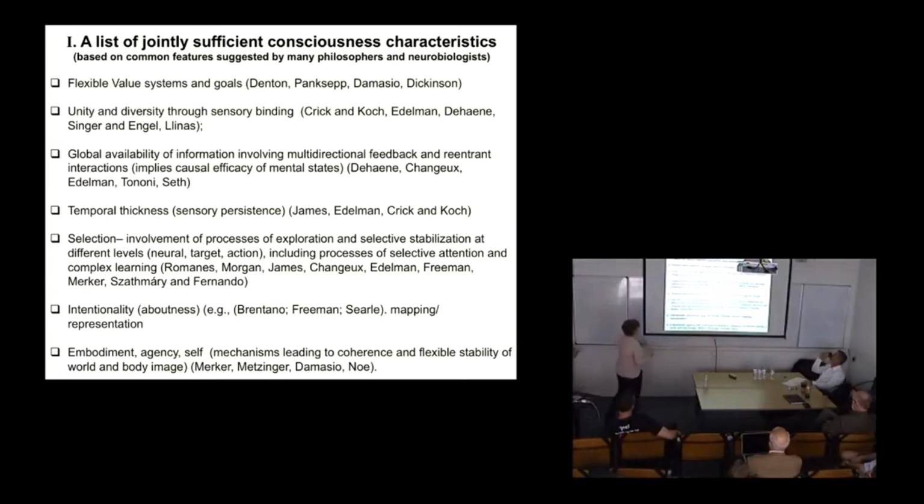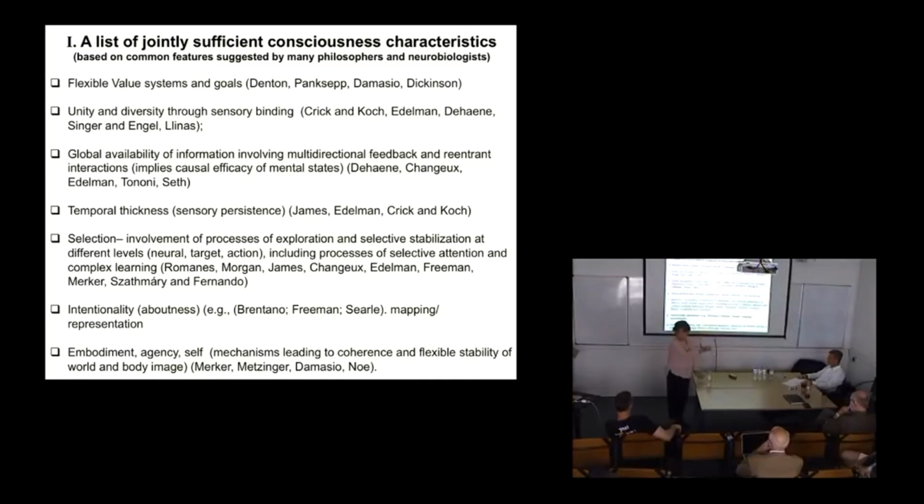Selection: the selection processes of exploration and selective stabilization, but also a lot of processes of exclusion. In order to experience anything, a lot of things have to be excluded all the time. It's a point that was crucial to James' view of consciousness. For him, consciousness was a selecting agent. And there is intentionality, there must be something that we can call mapping or representation within the system in order to talk about it. And there must be embodiment and agency, the kind of thing that Björn Merker was talking about, some sense of self, even in the most basic form, it must be there.